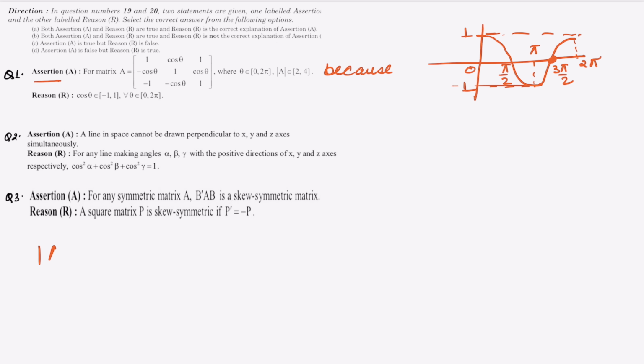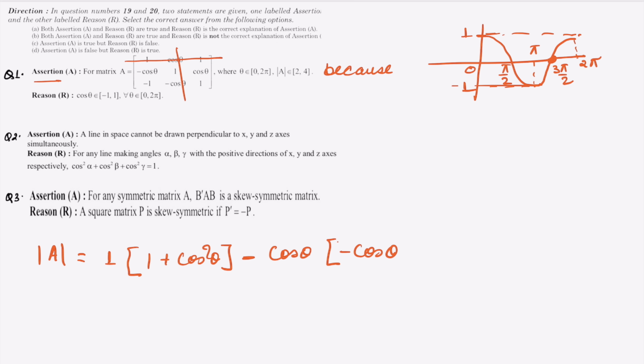Now to find determinant of A, we are considering first row. We will find determinant of A along the first row. So determinant of A will be equals to 1 into, that is 1 minus that is plus cos square theta, minus, now along the second element, that is cos theta into minus cos theta minus cos theta, that is plus cos theta. Considering third element, that is 1, you will get plus cos square theta minus plus 1.